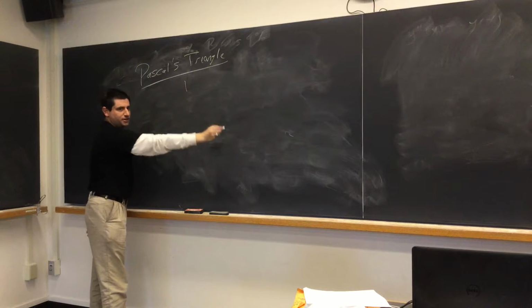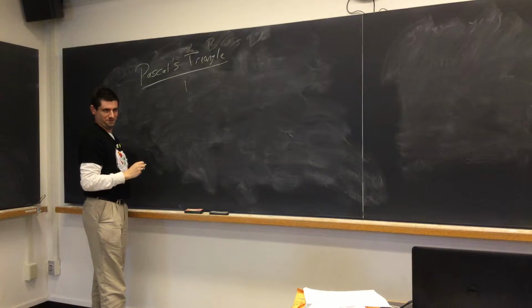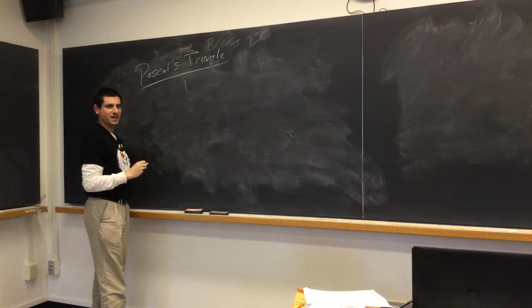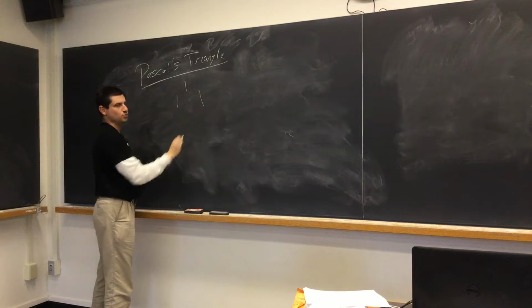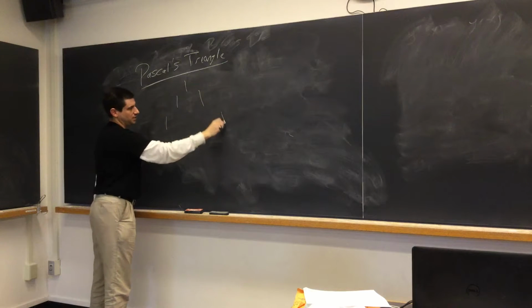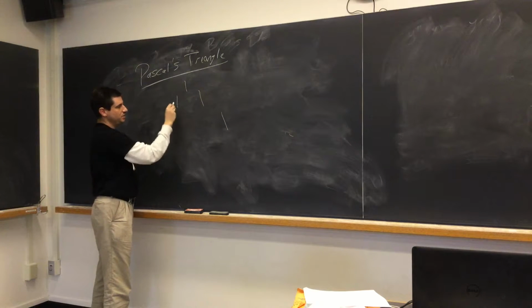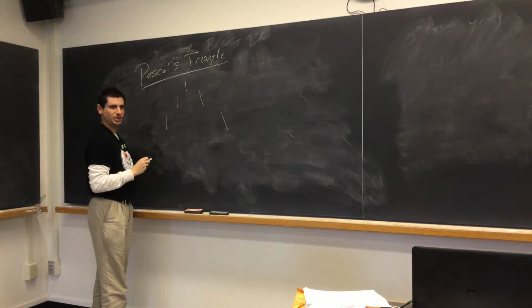The left and the right are always ones. And then anything else is the sum of the number immediately left and immediately right above it. So the next row is 1, 1. I start and end with a 1. This number is the sum of the numbers right above it. So what would I get?